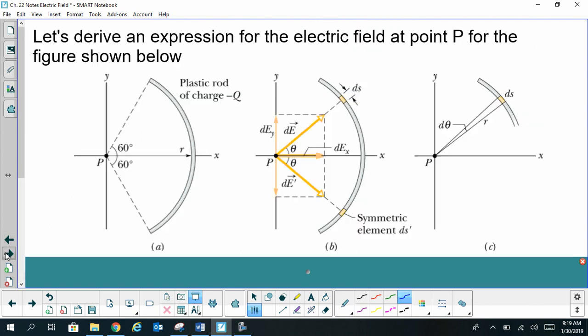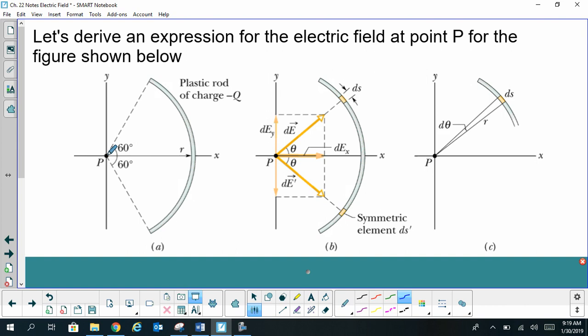Okay, so let's take a look at our example that we're going to be looking at. Our job is to just derive an expression. So we're going to be deriving an equation for the electric field at point P for the figure shown. So point P is right here, right? And you can see that they've kind of started to go through drawing some of those.